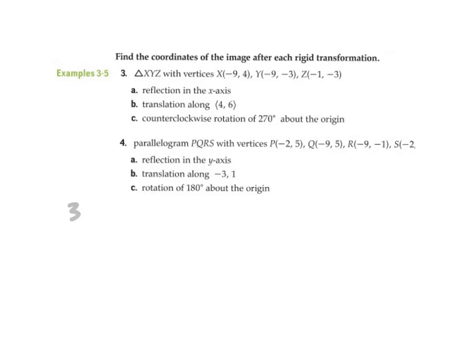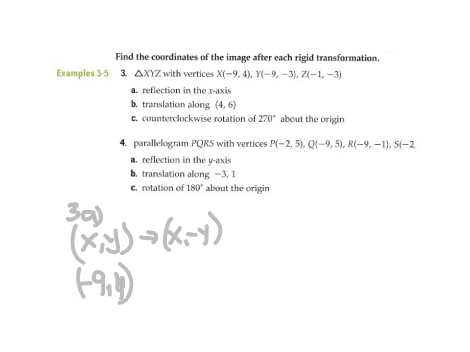So for 3 part A, this time we've got your x, y, but we do know that when you reflect it over the x-axis, the x stays the same, but the y becomes negative. So your negative 9, 4 will go to negative 9, negative 4, and then obviously you'd need to plot it. All right.